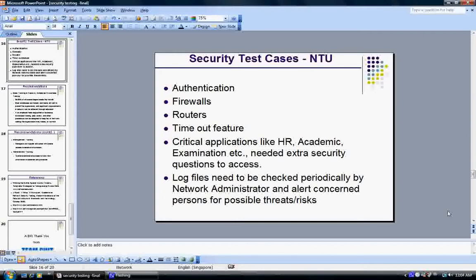Also, critical applications like human resource, academics or examinations need some extra security measures, such as 2 levels of security protection: at the first level they ask for a password, and at the second level they ask some security questions. This is to ensure that our applications are properly maintained, that they do not go to the wrong person's hands, and that the right persons are using the right services and applications. And log files, as explained earlier, are quite important, though cumbersome. The network administrator needs to check these log files periodically and alert the concerned persons of possible threats or risks.